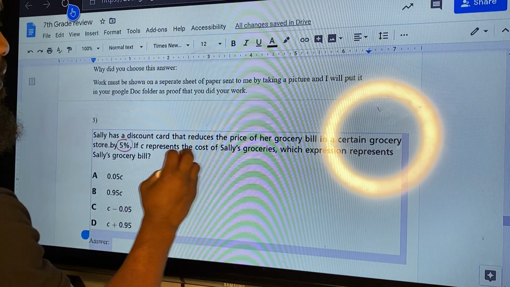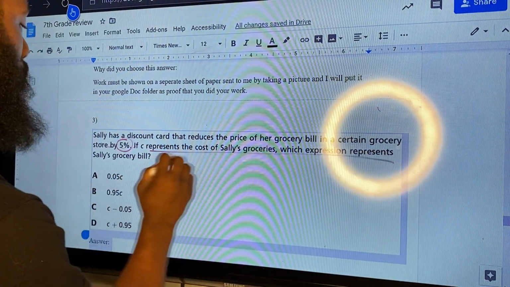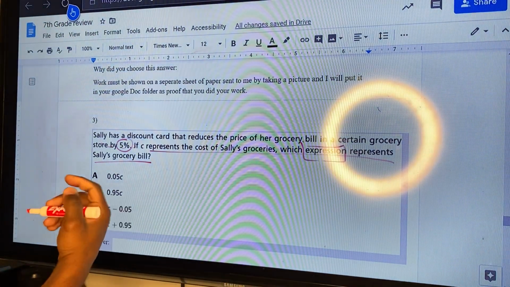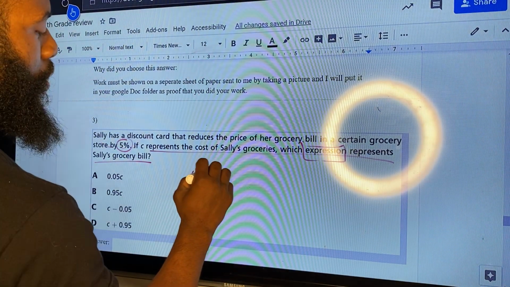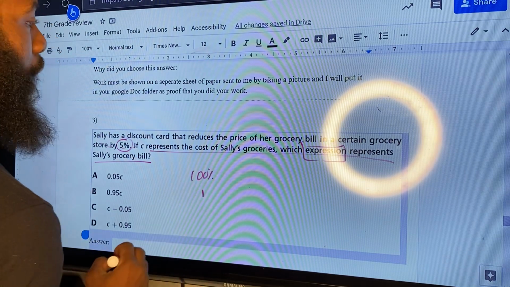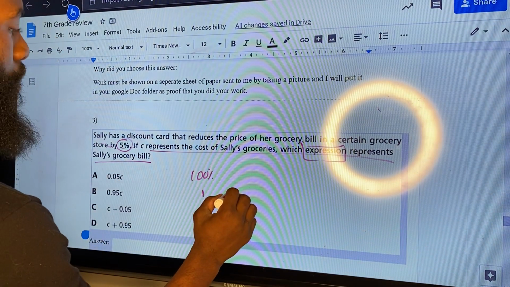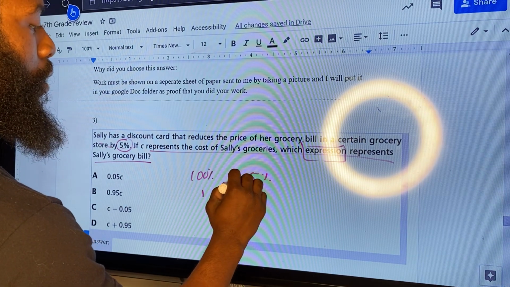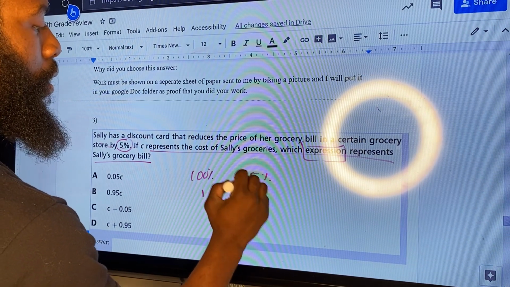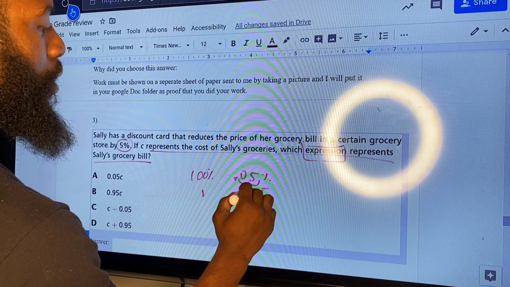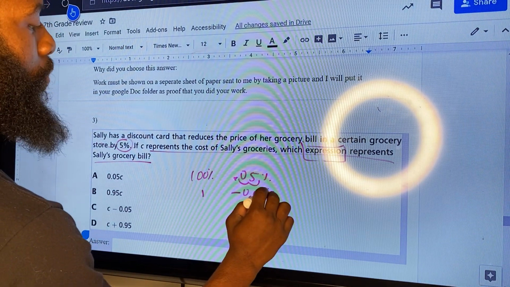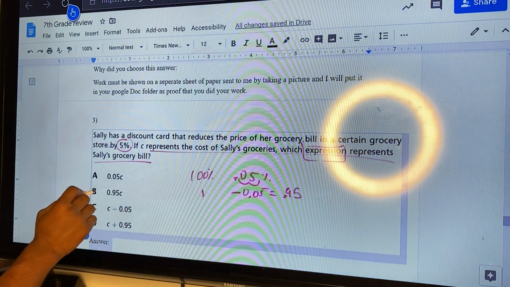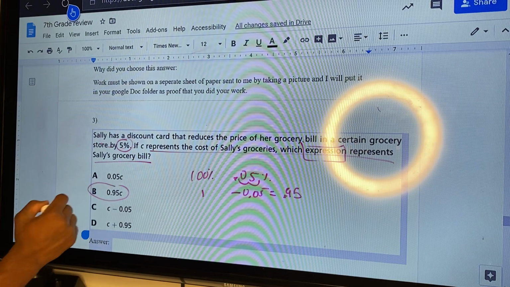Number here, underline the question, box the action words, expression. 100% of the price, or 1, and it decreased, so we're subtracting by 5%, which is 0.05. 1 minus 0.05 is 0.95. So our answer will be 0.95C.